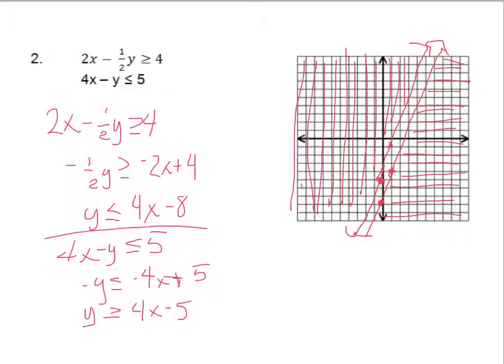Alright, so my solution is where the two lines intersect, or the two regions intersect, but they never intersect. So the answer is no solution. There are no places where the two solutions of those regions intersect.